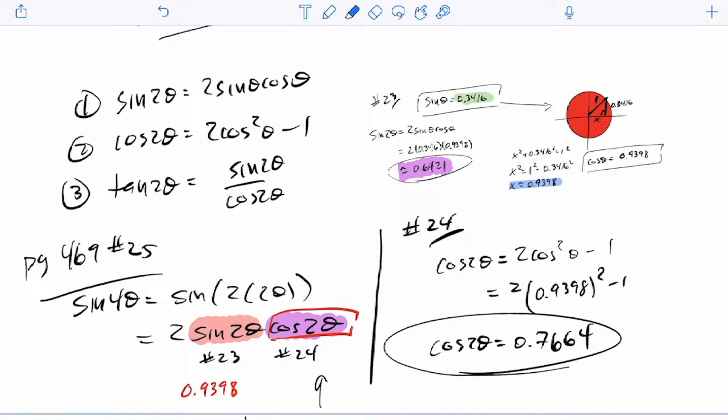Number 23, 24, and 25. So now I found the cos of 2 theta, and now you multiply those three things together, and you get your sine of 4 theta. It should be pretty close to the answer, 0.7664 times 0.9398, and then doubled. So 1.441 for 25.